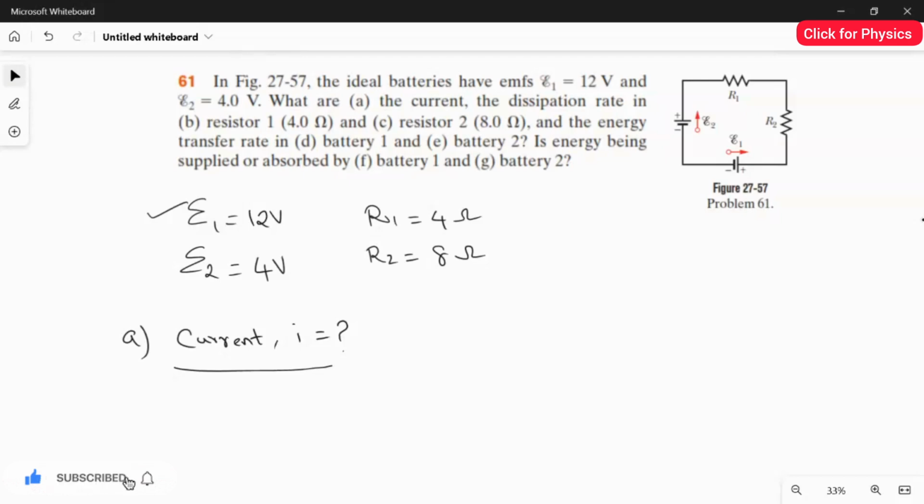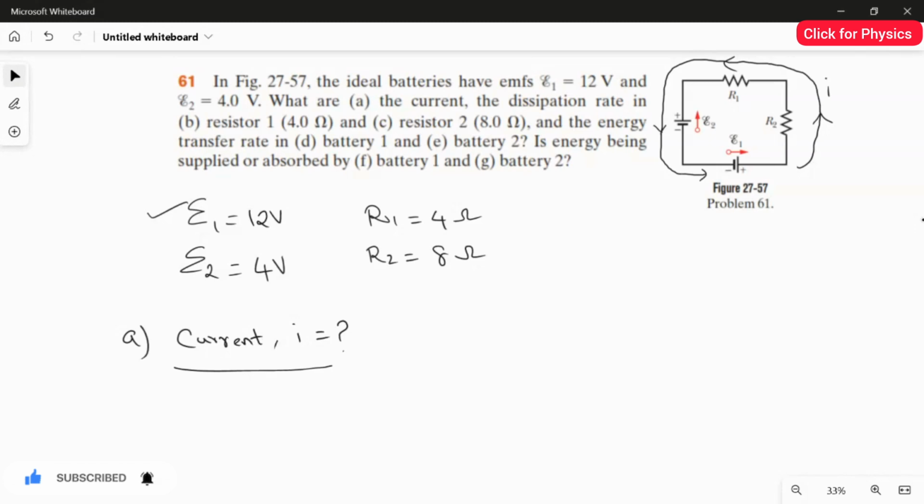So I have to consider the direction of the current like this. So that means the current will be going like this. Clear? So the current initially will enter R2, then it will enter R1, then this current is against the current of the second battery. So I have to consider the direction of the current like this.